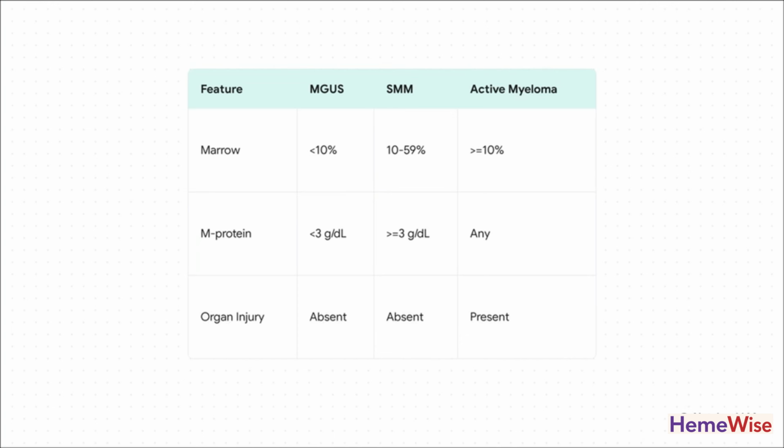What's really fascinating here is the continuum. A patient moves from MGUS to smoldering myeloma based purely on tumor burden, specifically crossing that 10% marrow threshold. But a patient only crosses into active myeloma when CRAB or SLIM criteria trigger actual, verifiable organ injury, completely regardless of the M protein size.